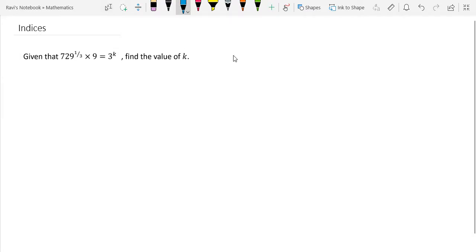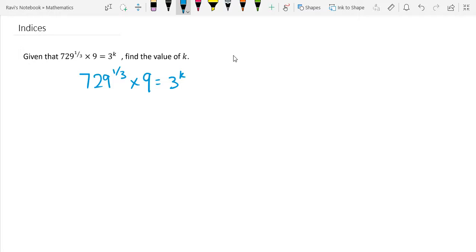This is a question on indices. So the question says 729 to the power of 1/3 times 9 is equals to 3 to the k. Now, how do we go about solving this?